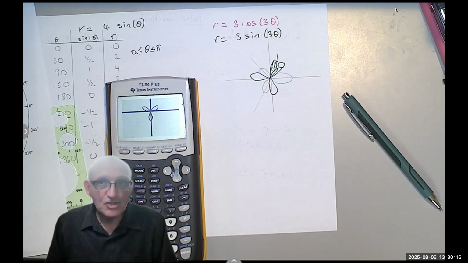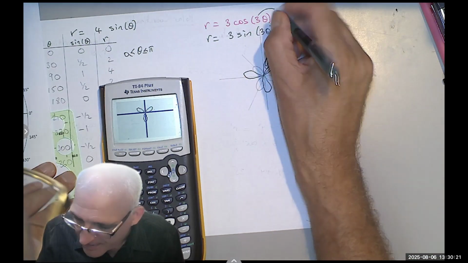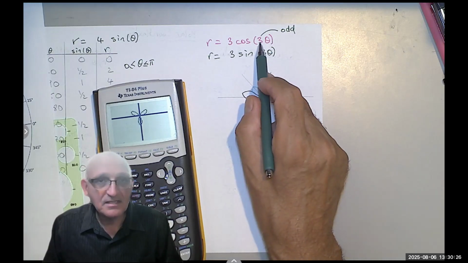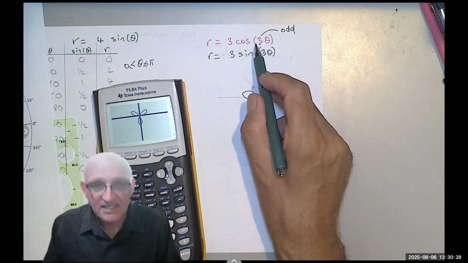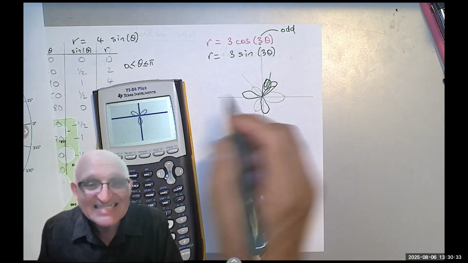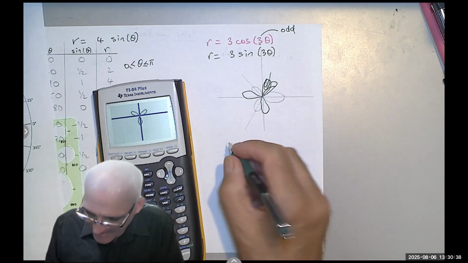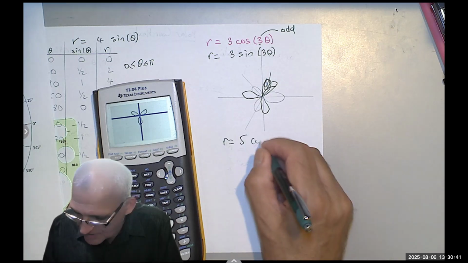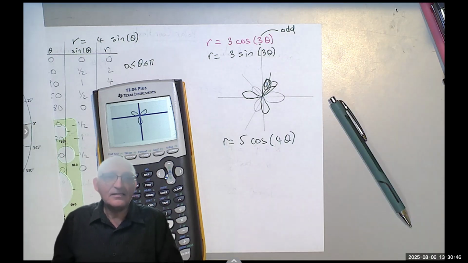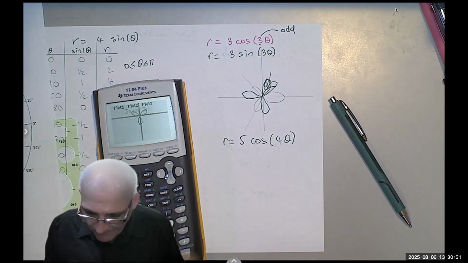Okay? So if this number here is odd, you get the same number of petals. 3, I get 3 petals. 7, I get 7 petals. 1, I get a circle, which is 1 petal. But if it's even, you get twice as much. So for example, if I say r equals 5 cosine 4 theta, I will get 8 petals, not 4. Look at that.